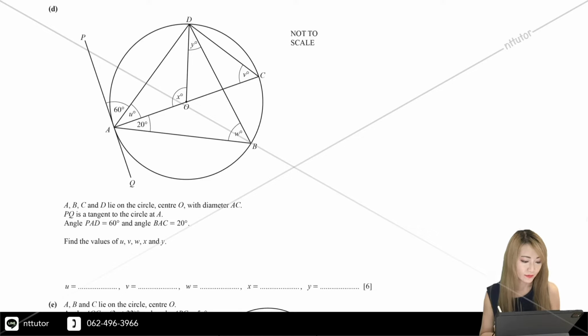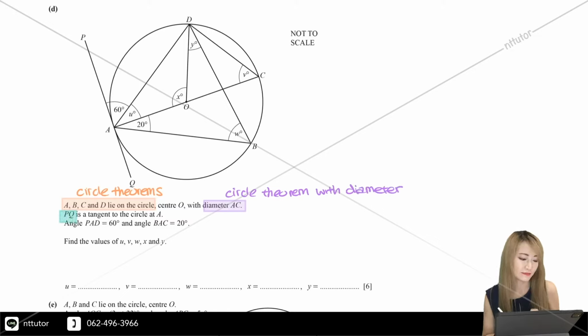So, without telling us that A, B, C, D lie on the circle, we can already see that from the diagram. But they tell us that to remind us that we have to use circle theorems for this question. It also reminds us that the diameter is AC, even though we can see that the diameter is AC, because it wants to remind us that there's a circle theorem that uses the diameter.